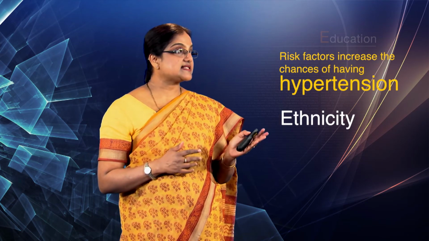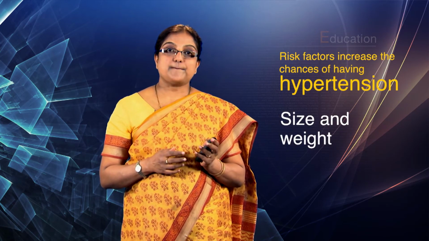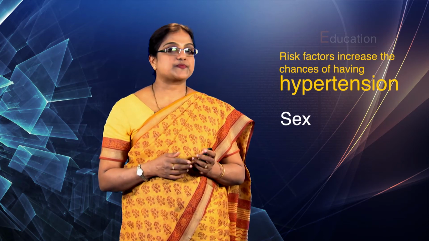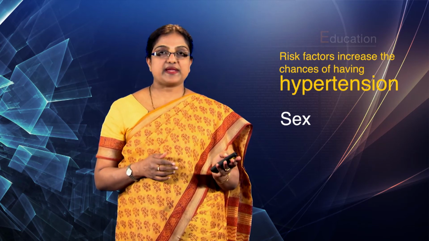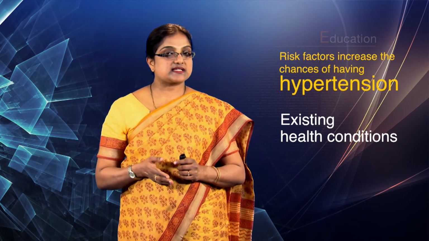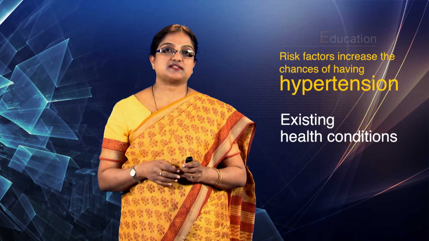The second is ethnicity. Some ethnic groups are more prone to hypertension. Third is size and weight. Being overweight or obese is a key risk factor. Fourth is sex. The lifetime risk is the same for males and females, but men are more prone to hypertension at a younger age, while rates tend to be higher in women at older ages. Fifth one is the existing health conditions. Cardiovascular diseases, chronic kidney disease and high cholesterol levels are predictors for hypertension, especially as people get older.